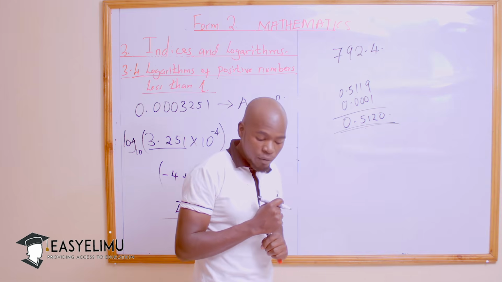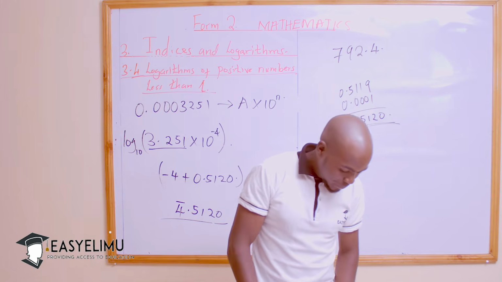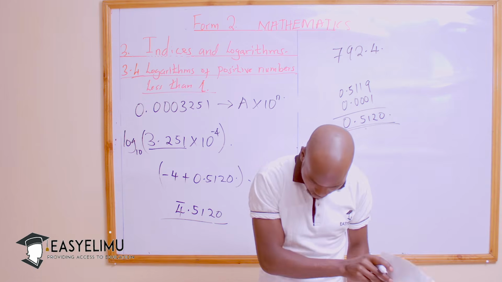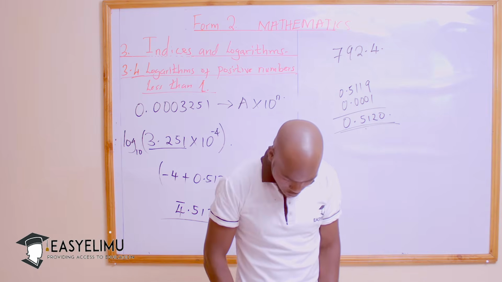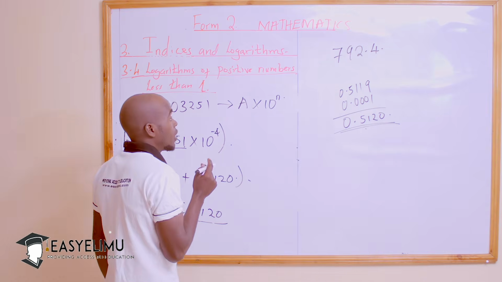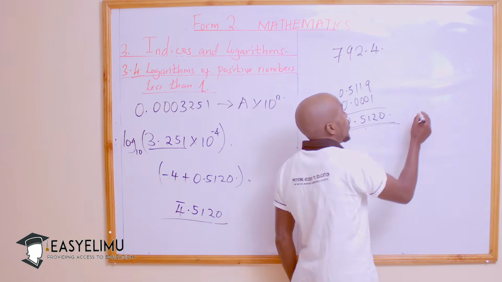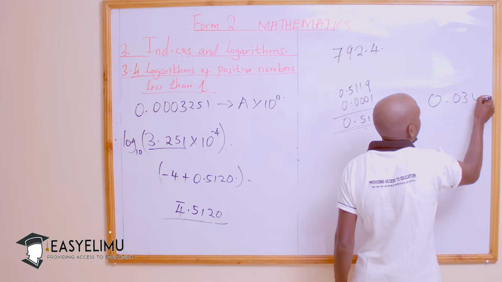That is how we find the logarithm of a number which is positive but less than 1 to the base of 10. Next, let's see how we can find much more. Now you work out, I want you, using the same technique, to work out 0.034.